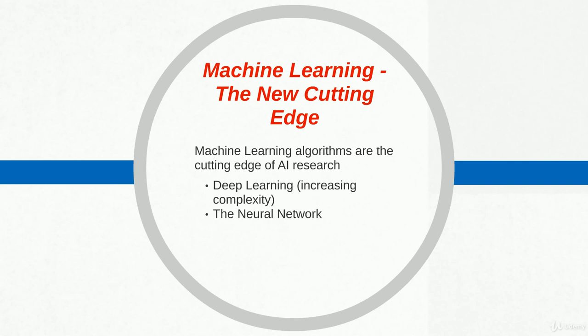So with the advent of deep learning, we've really increased the complexity, and with the advent of the neural network, these two things have improved artificial intelligence research significantly. So while AI doesn't have to be machine learning, it can use machine learning in a lot of scenarios to accomplish the task that it is trying to do.